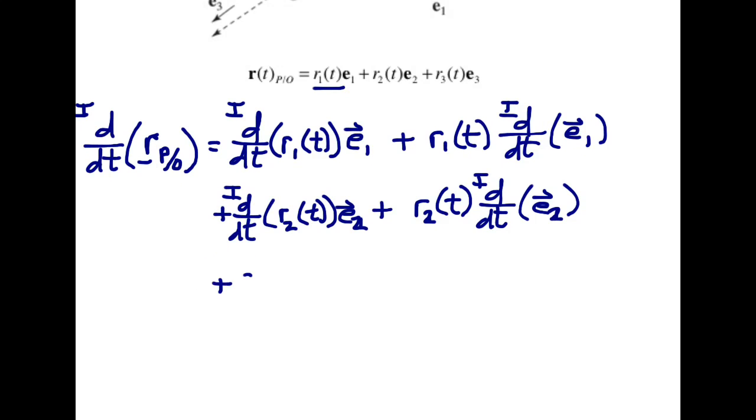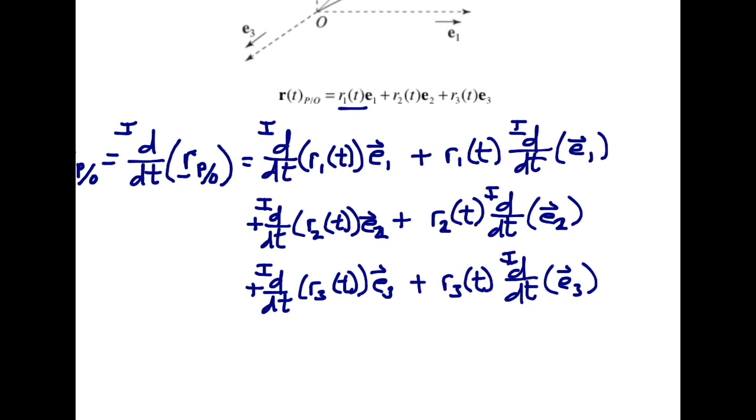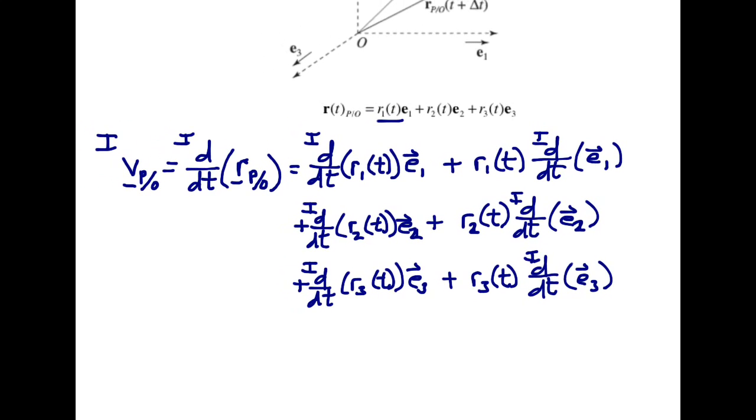And then add to this the time derivative, as observed in the inertial reference frame, of our scalar r3 multiplied times E3, plus the scalar r3 as a function of time multiplied times the time derivative, as observed in the inertial reference frame, of E3. And so that's our full complement of our vector derivative simply by applying the chain rule, which you guys have seen before. Now, we can make a simplification here.